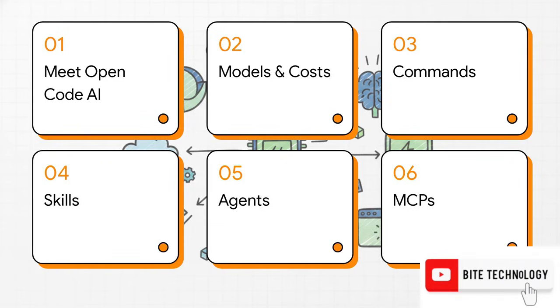To really get a grip on how to master the system, we're going to break its anatomy down into 6 logical sections. We'll start with part 1, meet Open Code AI. Then 2, models and cost reduction. 3, commands, what to do. 4, skills, system knowledge. 5, agents, who executes tasks. And finally, 6, MCPs, external integrations.